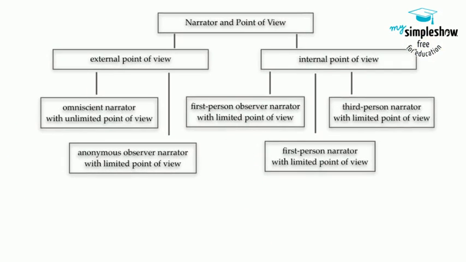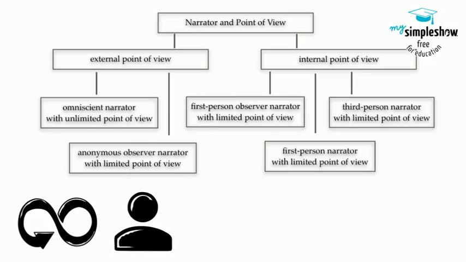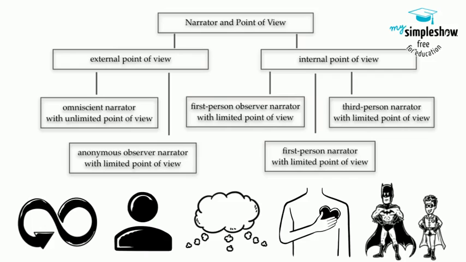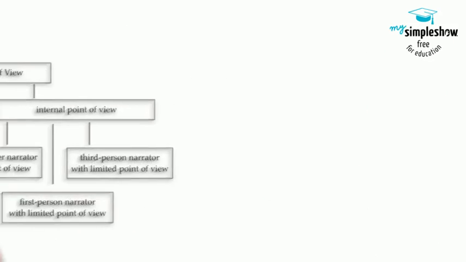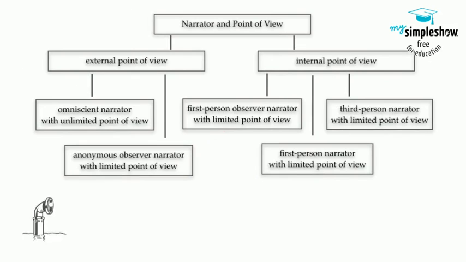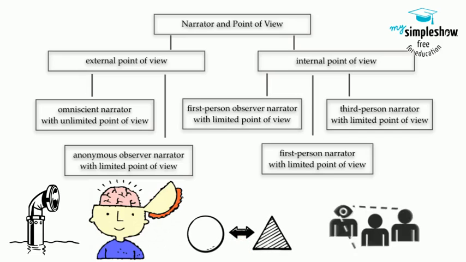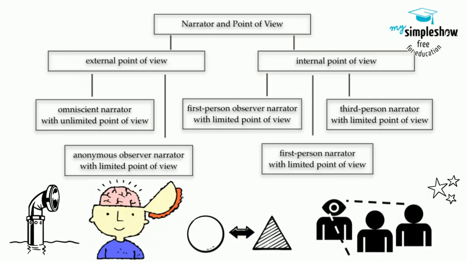The external point of view firstly offers an unlimited point of view with an omniscient narrator. This third-person omniscient narrator is a method of storytelling in which the narrator knows the thoughts and feelings of all the characters in the story. Secondly, there can also be an anonymous observer narrator with limited point of view. The internal point of view can be distinguished in a first-person narrator with limited point of view and a third-person narrator with limited point of view.